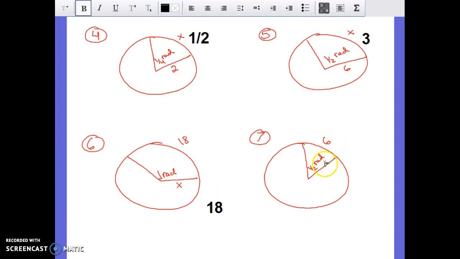And the last one that I have is half radian, but this time I know the arc. So what we're saying is that this is half of what the radius is. So that would be 12. So if my radius is 12 and I took half of it, I get half a radian.